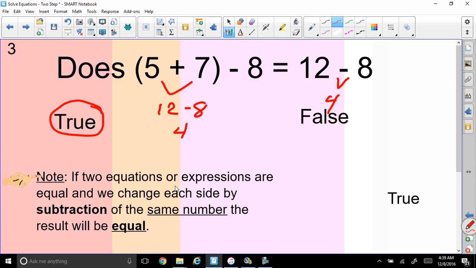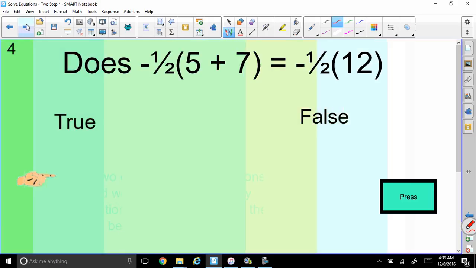So if two equations or expressions are equal and we change each side by subtraction of the same number, so what we did was we subtracted 8 from both sides, that result will also be the same. All right, let's try this one.